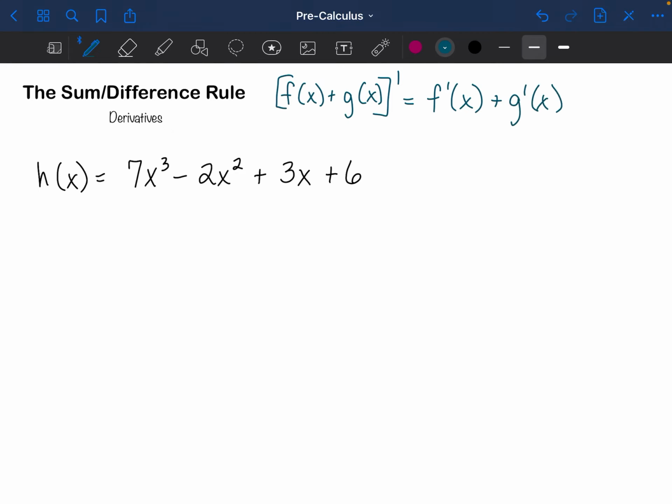Some people get confused with the notation, right? I don't have two different functions, but we can treat this piece as f of x, and then this piece will be our g of x, and then this is a different function and a different function, right? Each piece, each term we can treat separately.